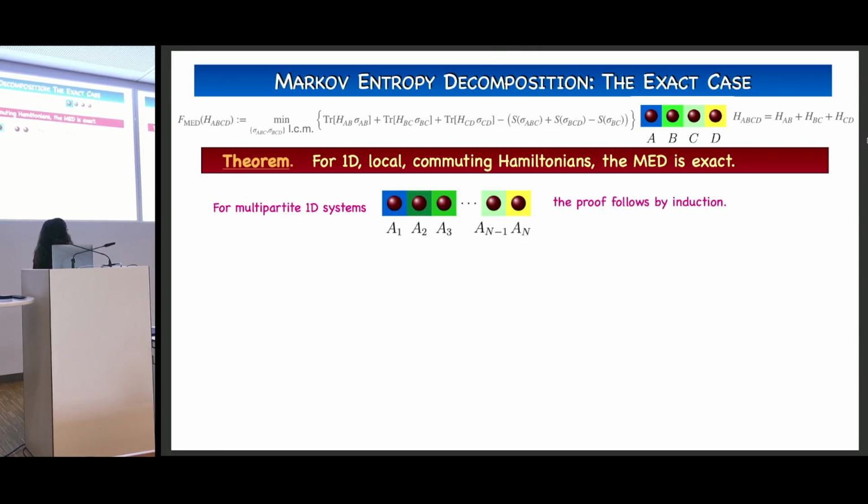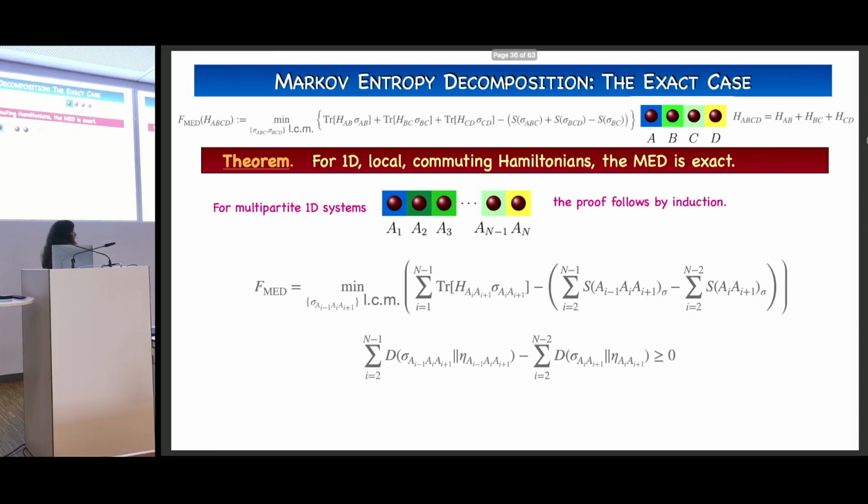First of all, I was doing this for 4 sites for simplicity, but of course this automatically extends to multiple sites in 1D just by considering this extended met, which is essentially the same thing as before, but now with all the systems that appear here, and the ansatz is also totally analogous, and you can prove it by induction in exactly the same way.